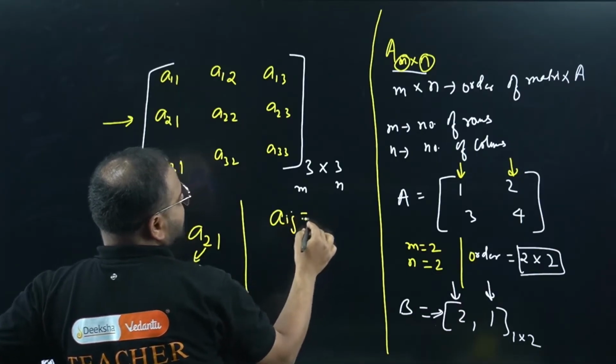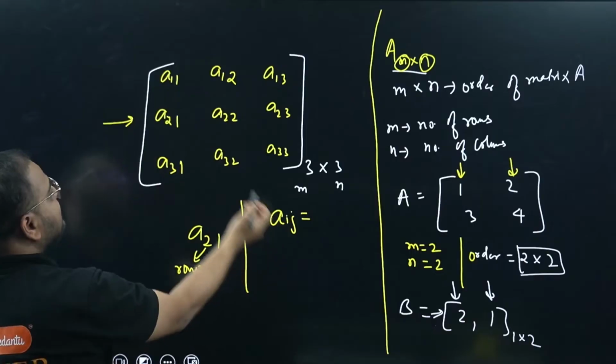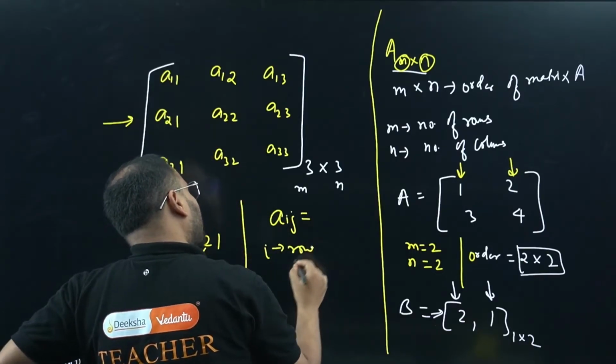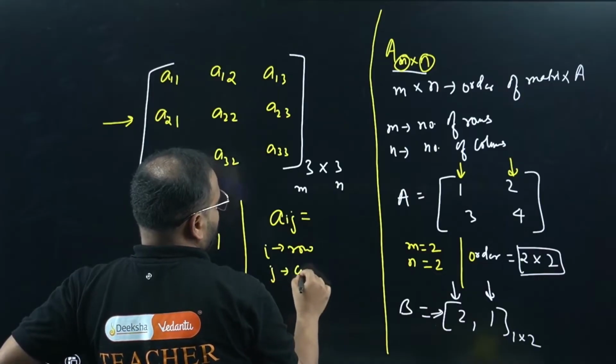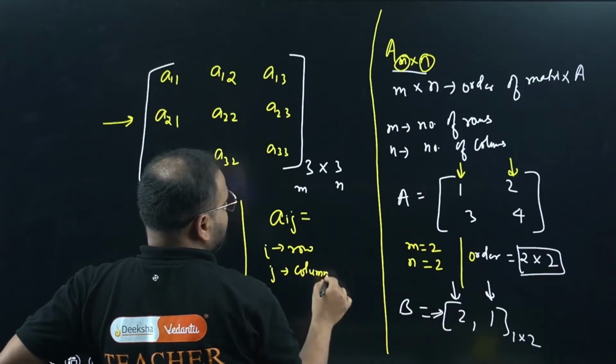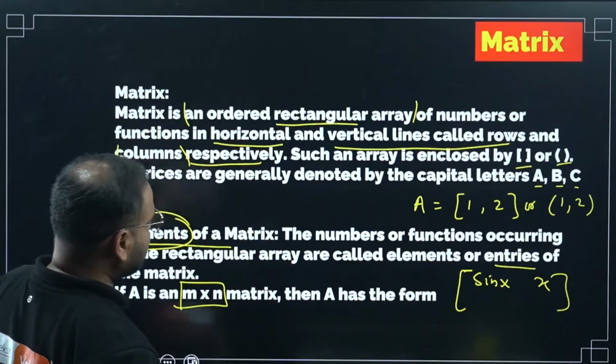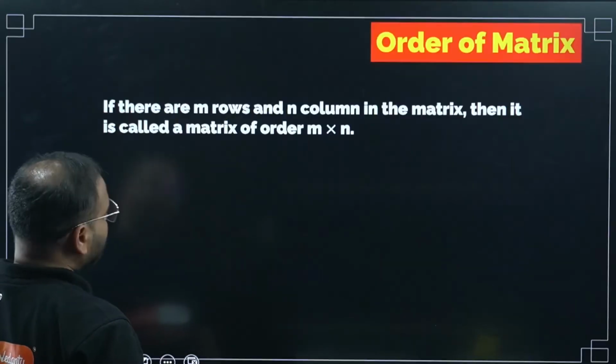Aij. What is my I? I is with respect to the row and J is with respect to the column. Okay, I hope this is clear. Okay, sir. So much is clear, sir.